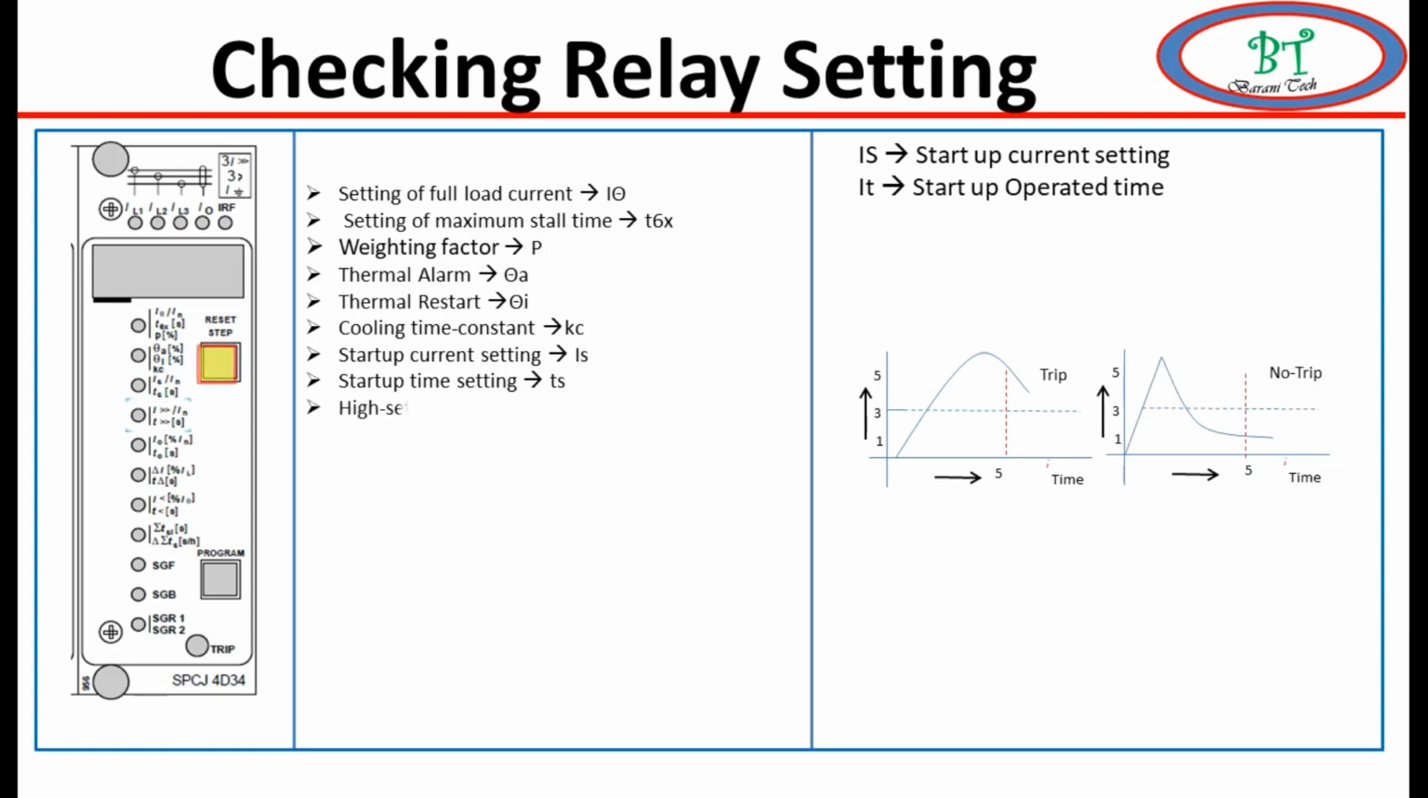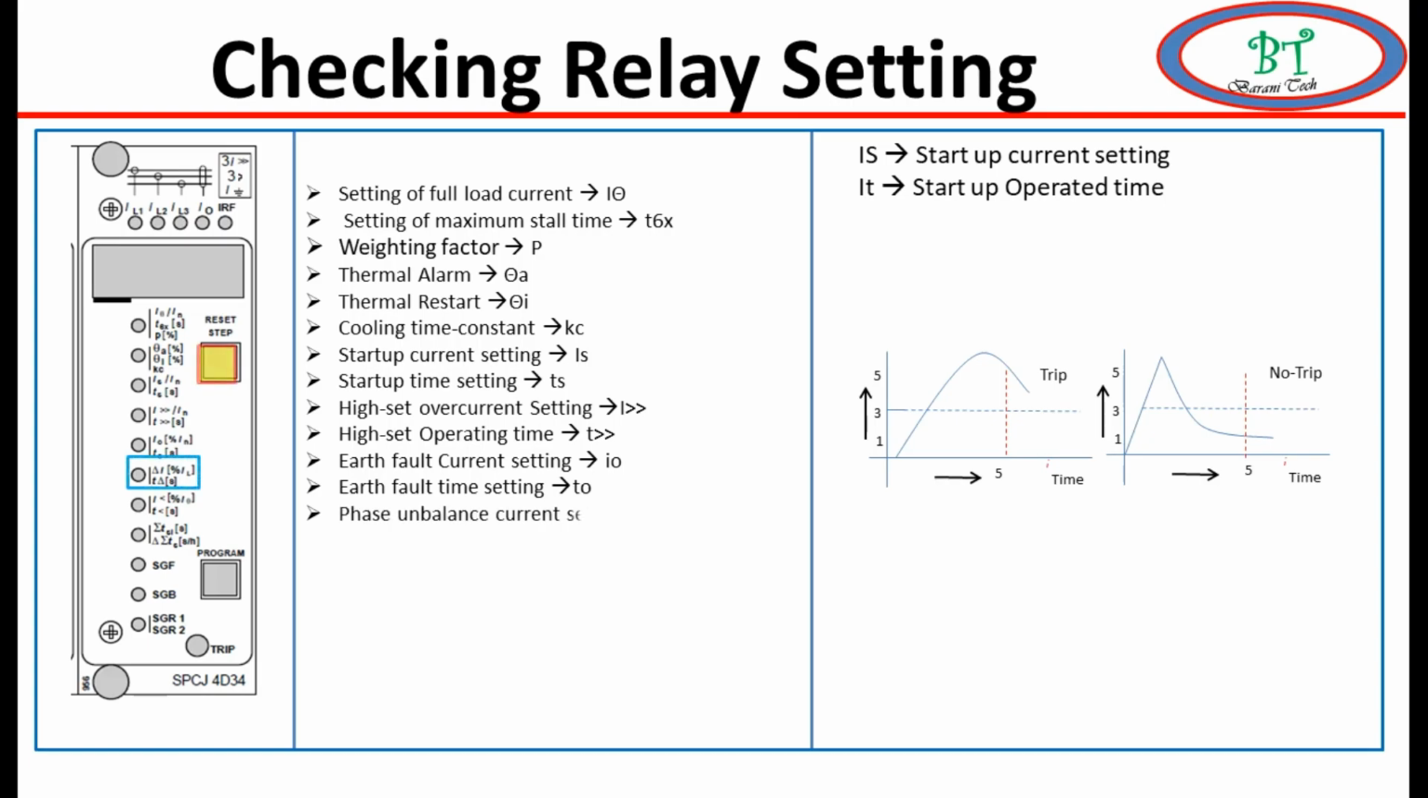Now we will go for the next protection. I>> is for instantaneous overcurrent and T>> is for its operating time. Next, the earth fault current is I0 and the operating time is T0. Next is the unbalance protection, ΔI, and its operating time is TΔ. Next is undercurrent, I<, and its operating time is T<. If the motor is running below the setting current, then the relay will issue a trip command.